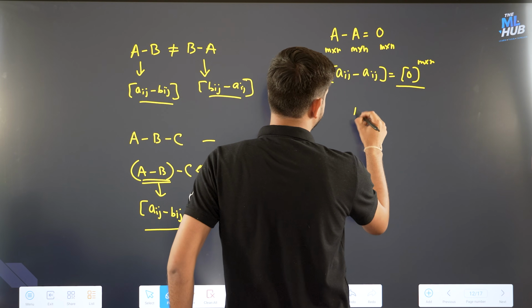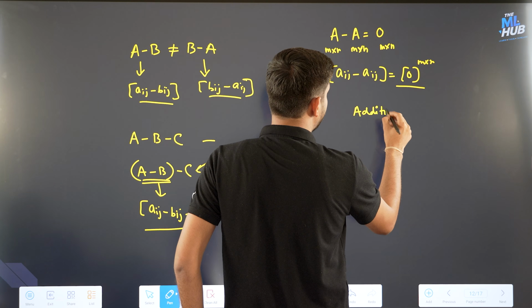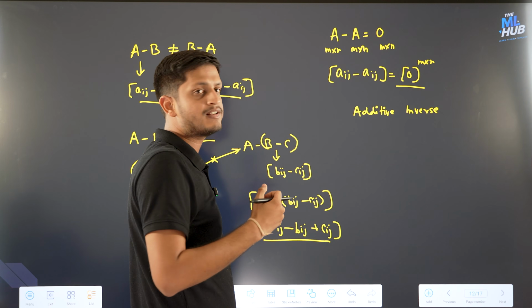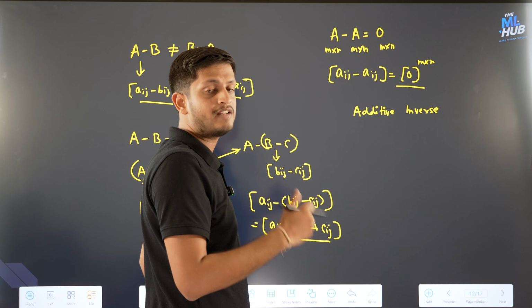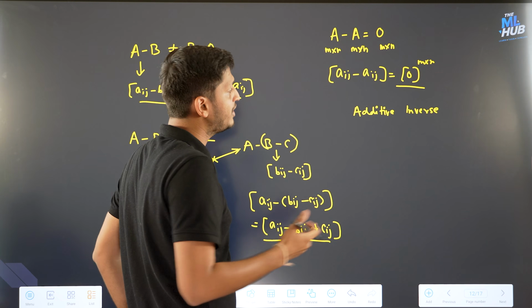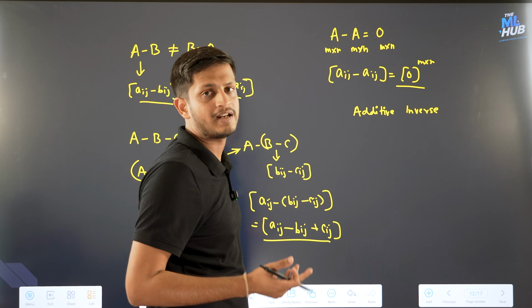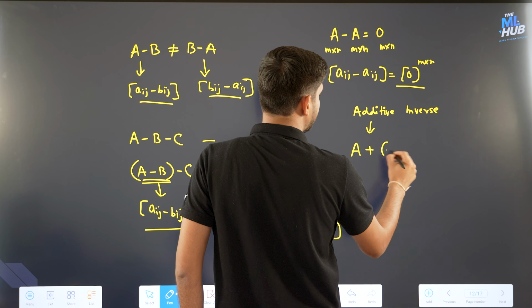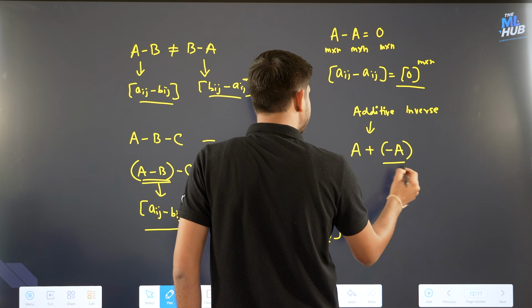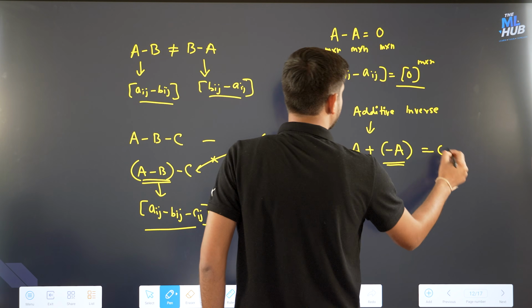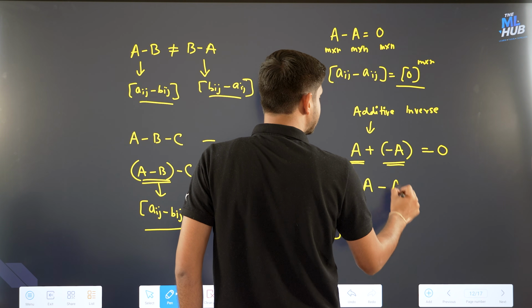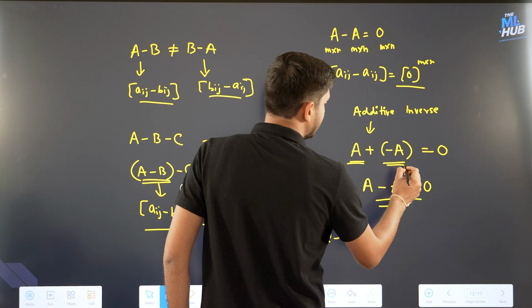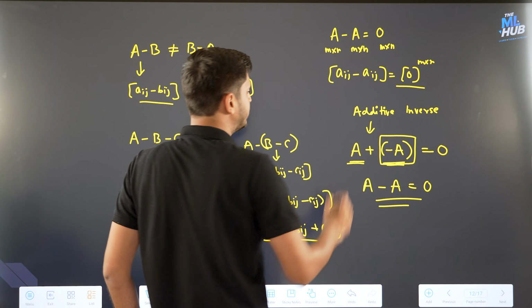Additive inverse means what? Additive identity is different and additive inverse is different. Additive identity means what do I add so that I get the same matrix back. So additive identity is the 0 matrix, but additive inverse means what do I add so that I get the 0 matrix. So the additive inverse for any matrix A is minus A, because if you add minus A to any matrix A, you will get 0, or you can write it like this also: if you subtract the same matrix from itself, you will get 0. Both these things are same. So minus A is called the additive inverse of the matrix A.